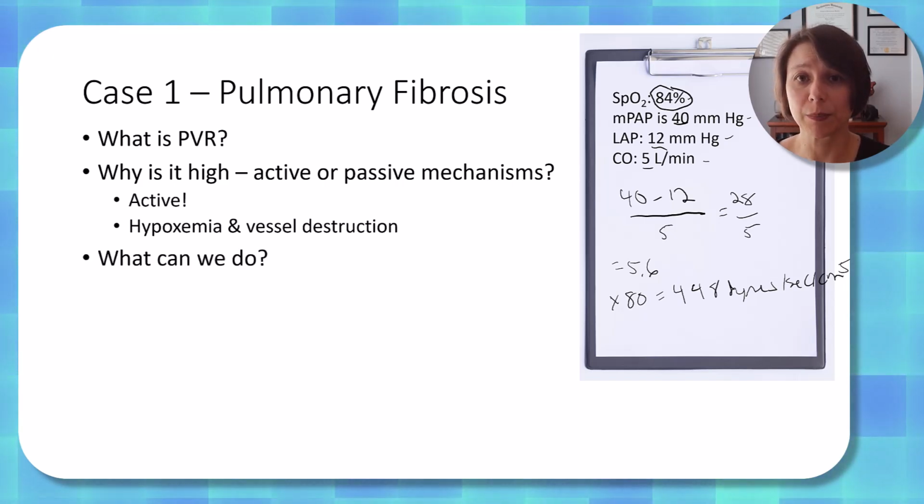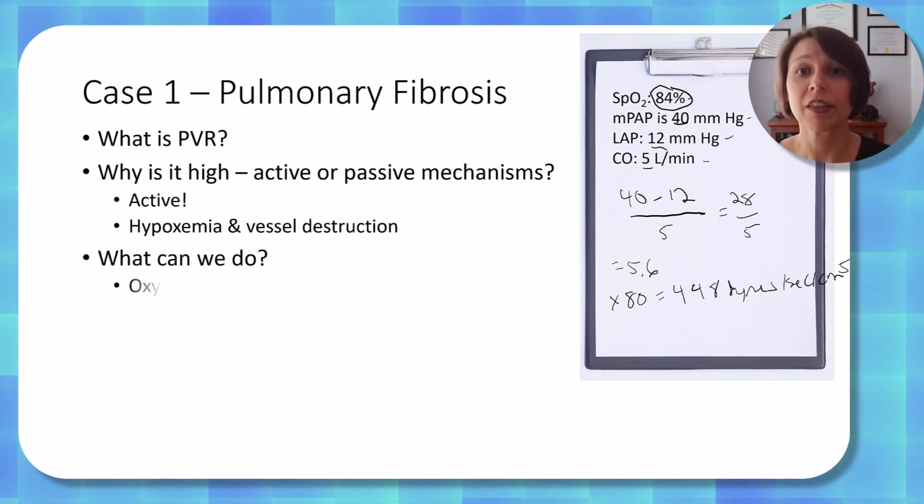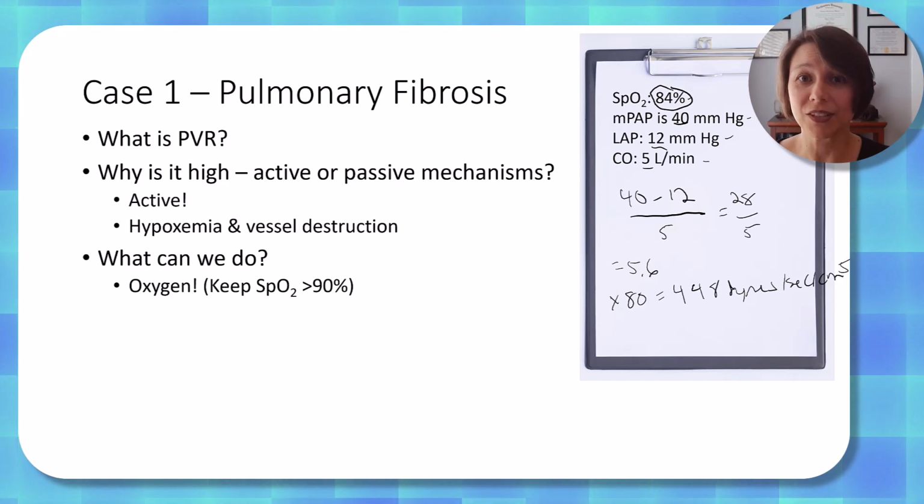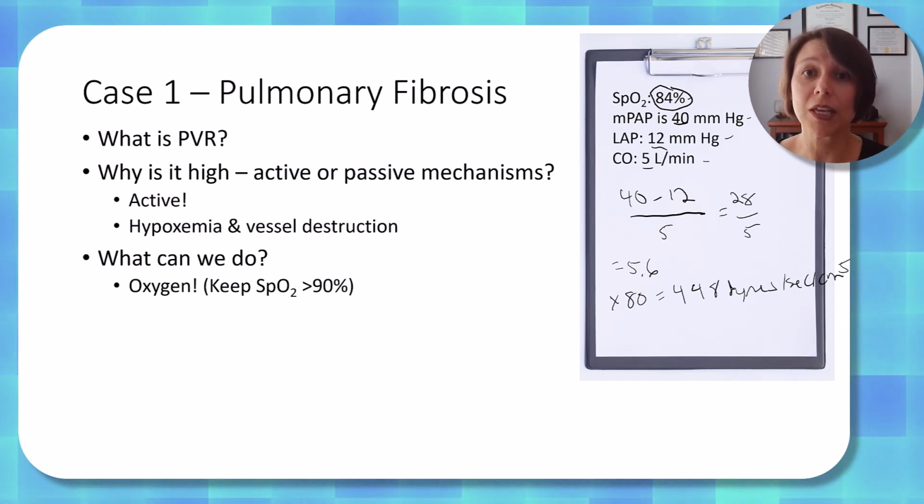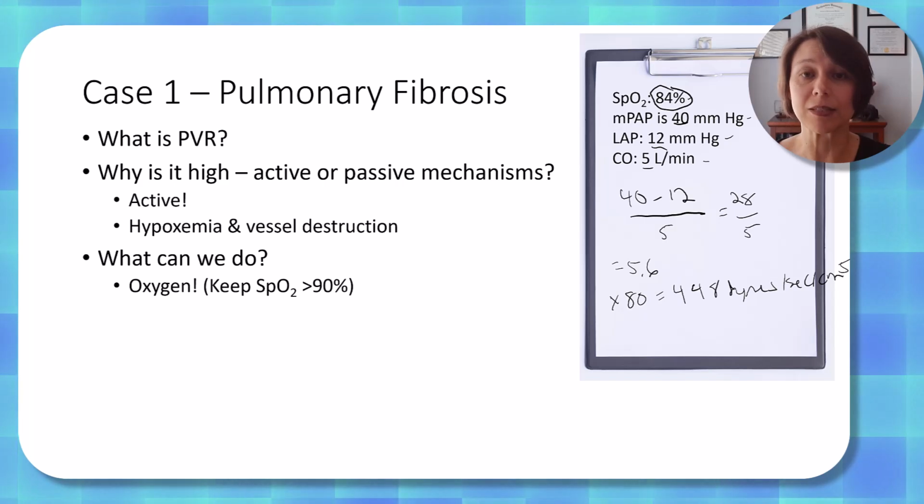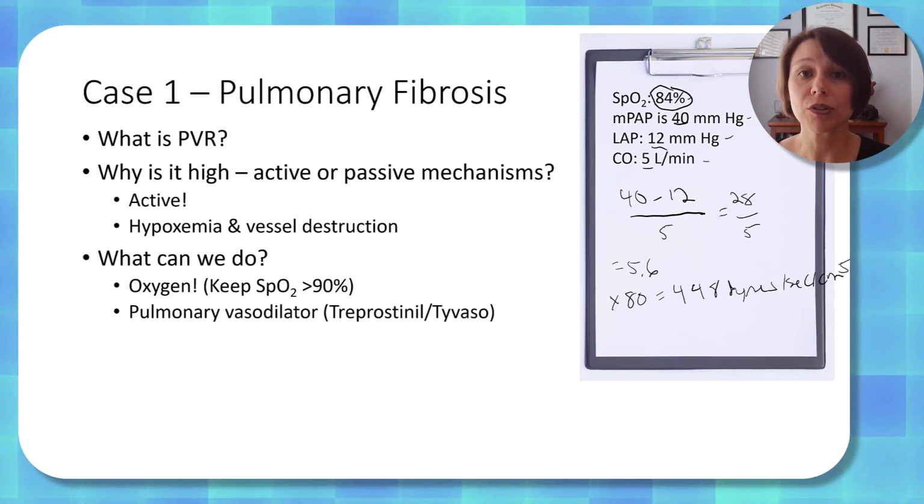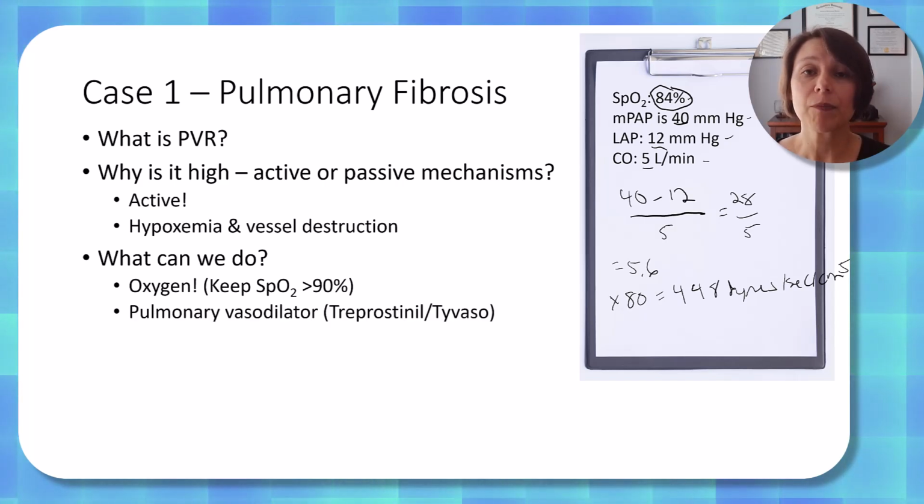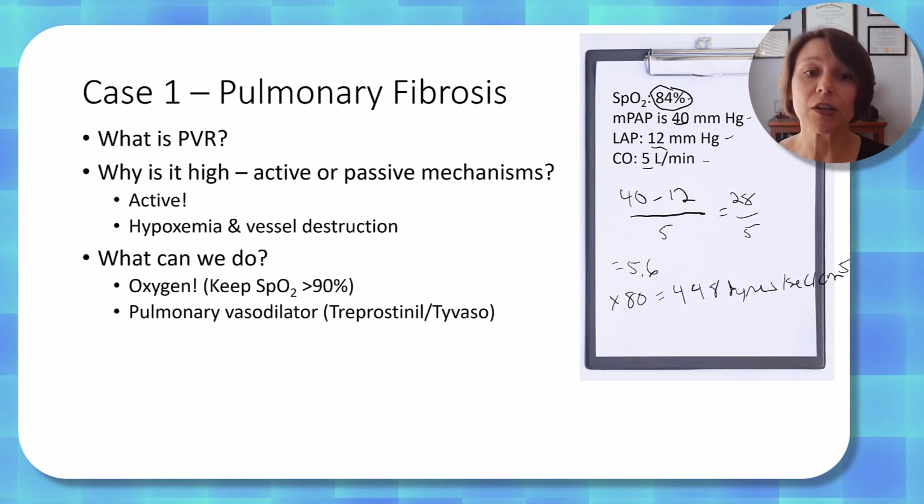What can we do for this patient? The very first thing that we need to do is to give oxygen. It's very important that we keep saturation greater than 90% in these patients as much as possible. We could also do a pulmonary vasodilator. For pulmonary fibrosis specifically, we typically use treprostinil.